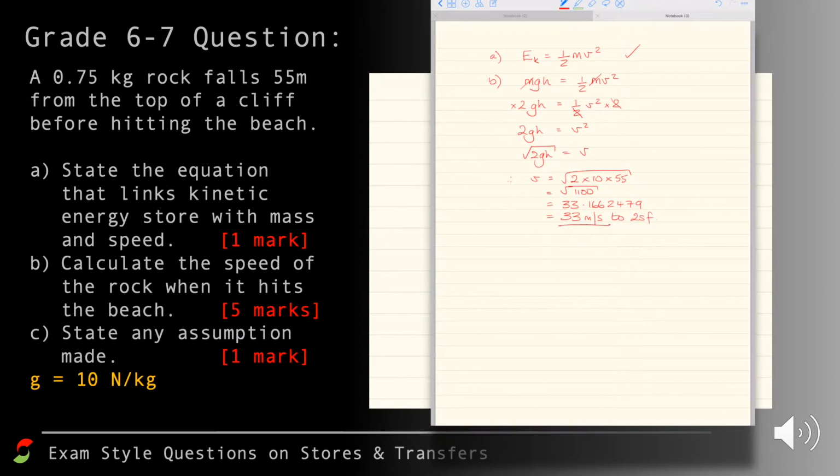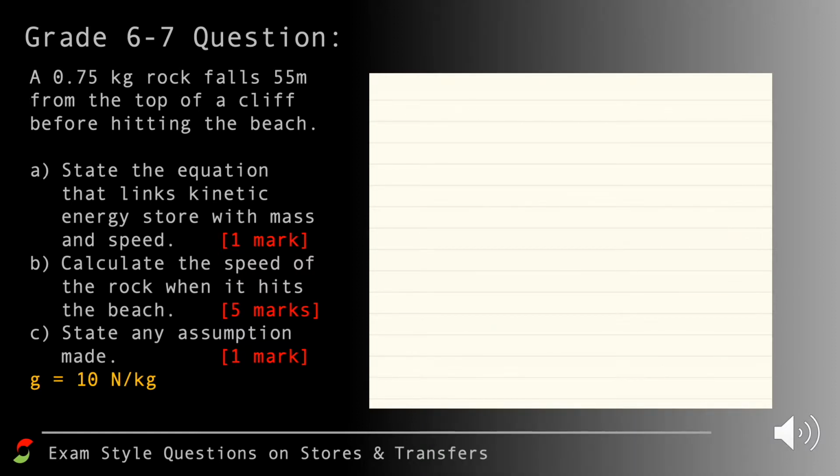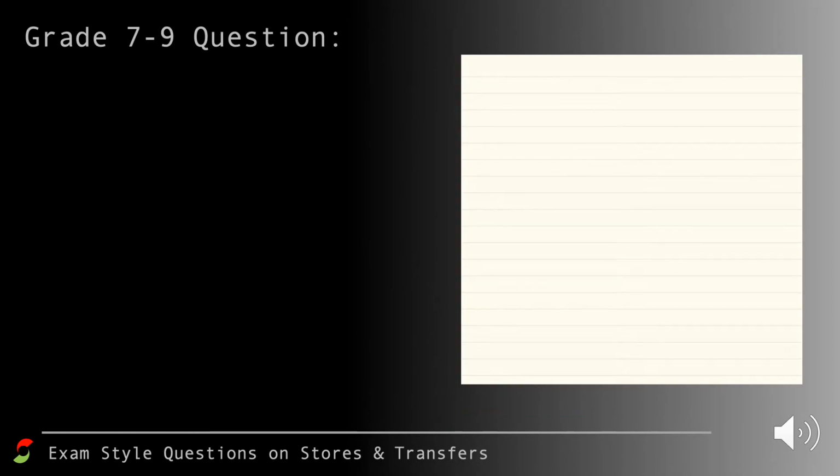So 33 meters per second. Make sure we write the units down as well, because that could be worth a mark. Okay, so let's look at the hardest question in this sequence. A question that's really based on students that are looking for above grade 7, mostly grade 9 on this.